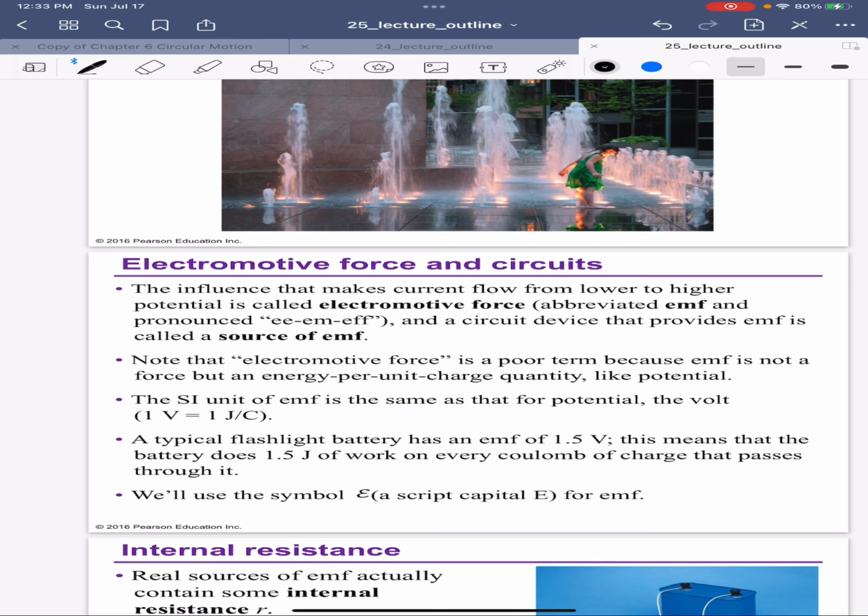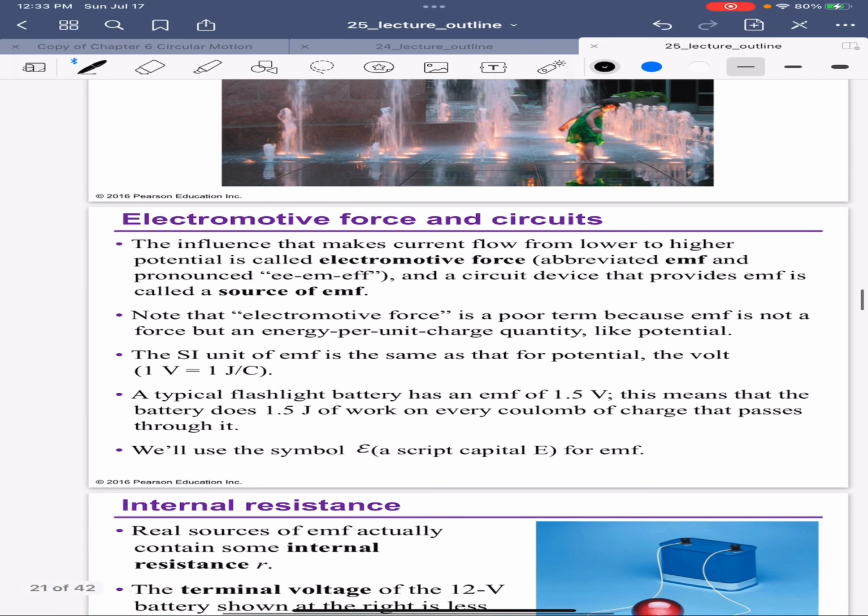Now, electromotive force, EMF, is a poor term because it's not a force, of course, but it is energy per unit charge, like potential or voltage. The SI unit for EMF is volts, or joules per coulomb.